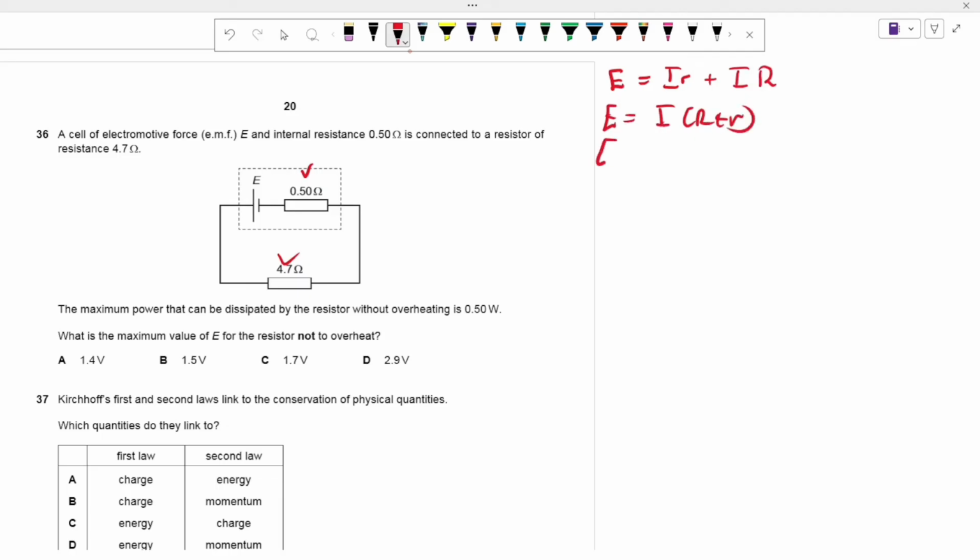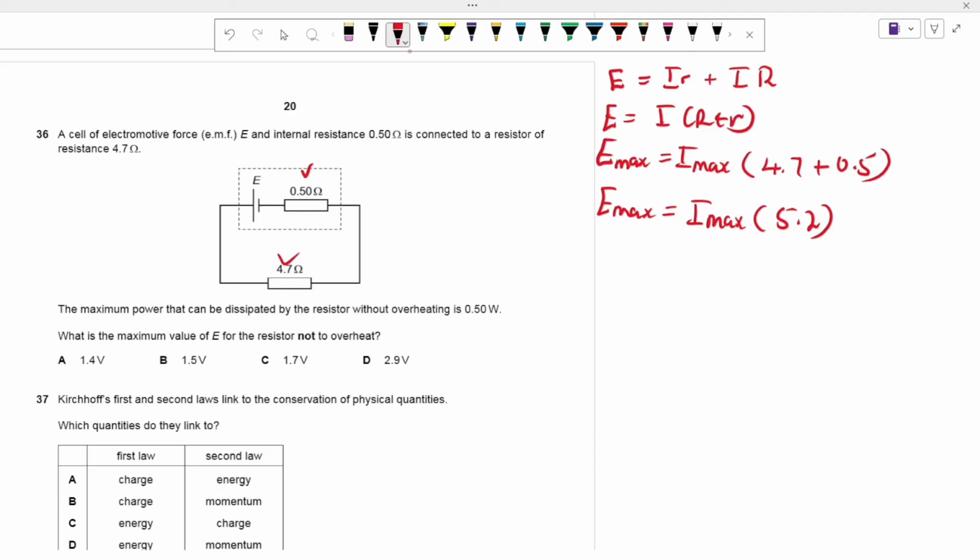So it means that my E max will just be equal to my maximum current, right? My R is 4.7, my r is 0.5. So my E max will be equal to my I max times 4.7 plus 0.5, which is just 5.2, right? And I want to find I max. So I know that when things are in series, the current is the same.